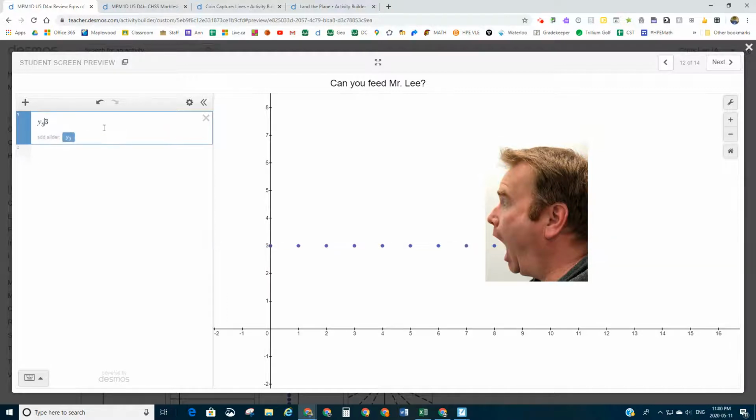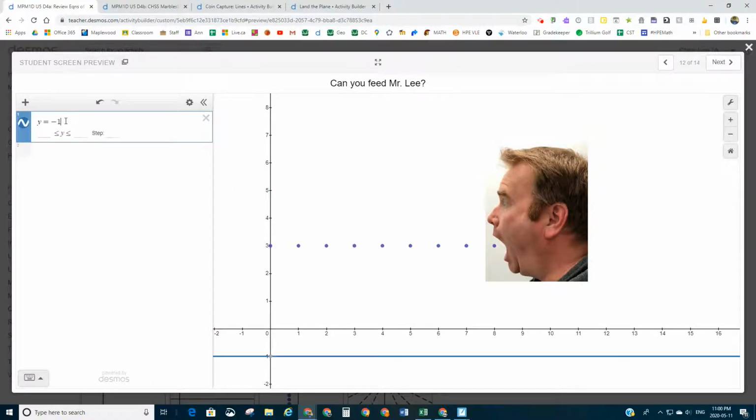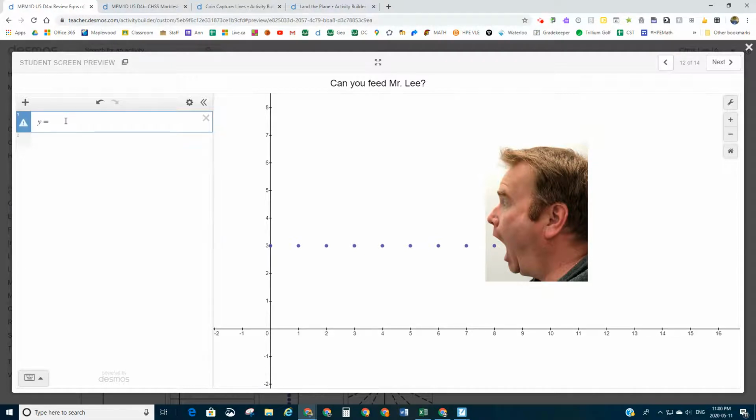Same with if I wanted the line up here, it would be y equals 5. If I wanted the line down in the negatives, I could draw a line there, but this one, of course, I want to go 3. And then if I really wanted to restrict the domain, I could stop it at 8, but I'm just going to move on to the next slide.